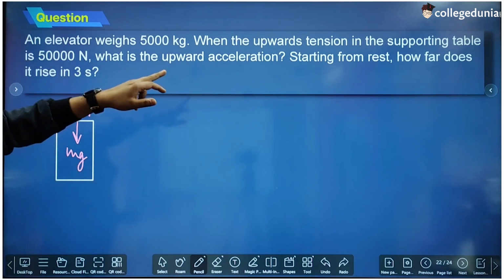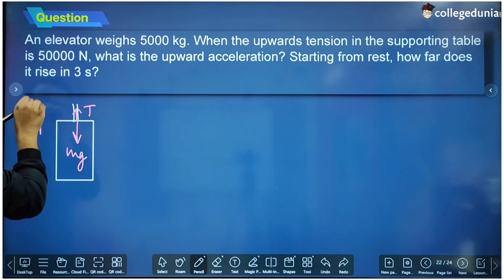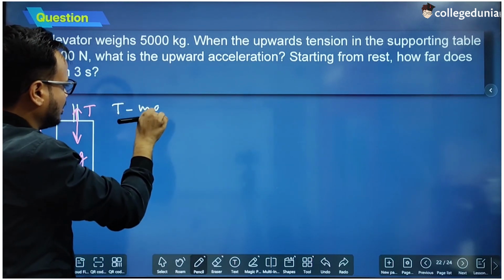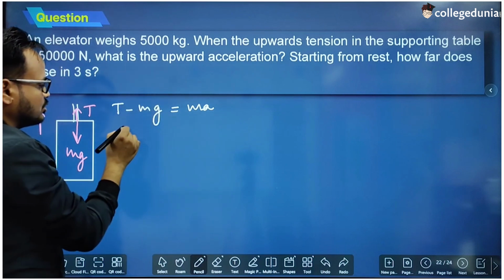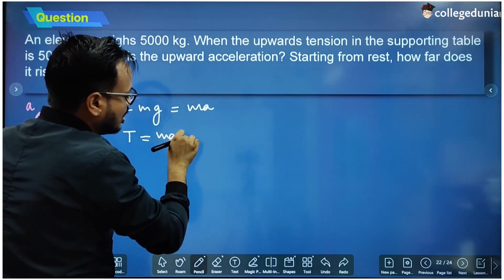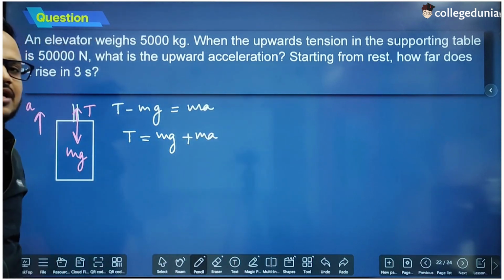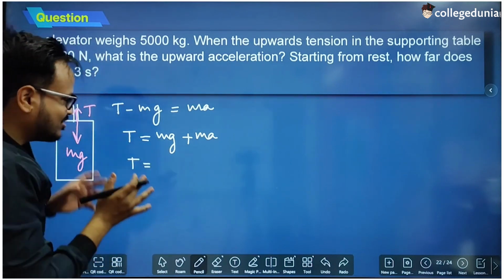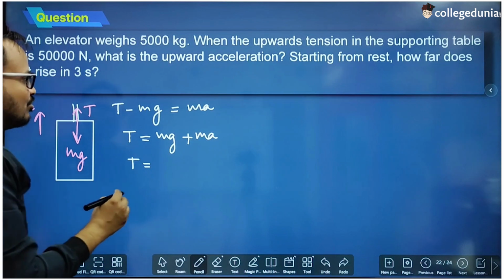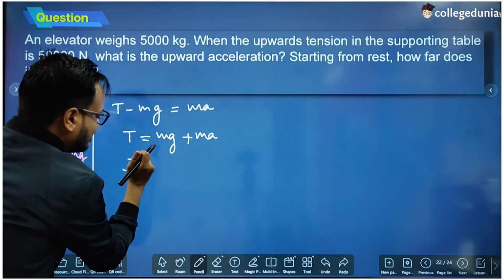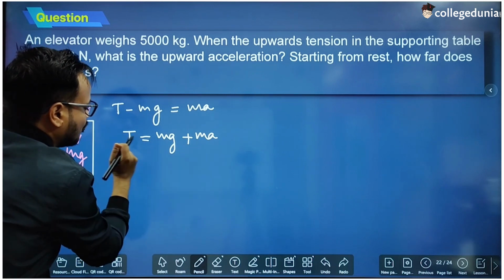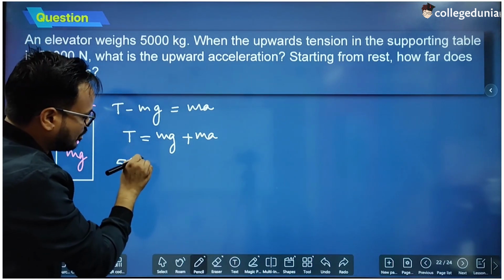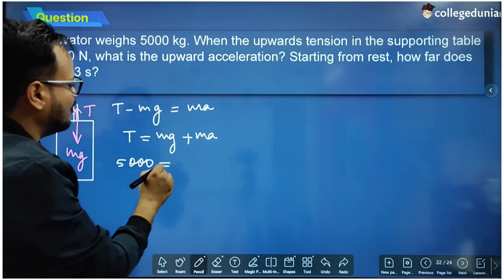Now if the elevator is moving upward with acceleration a, then the equation becomes T minus mg equal to ma. So T is mg plus ma. It becomes more when the elevator is moving in upward direction. So there is a risk of breaking the rope, but this is not going to happen because these things are designed with utmost care. So don't worry about the tension. Okay, so this is the equation, but what is given that when the elevator is moving in upward direction, the tension in the supporting cable is 50,000 Newton and the weight is 5,000.